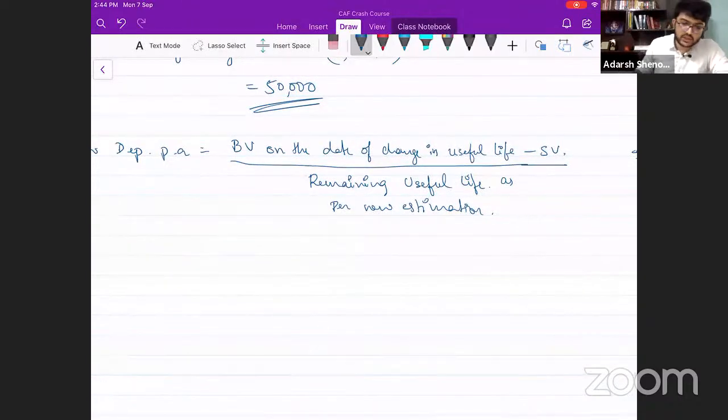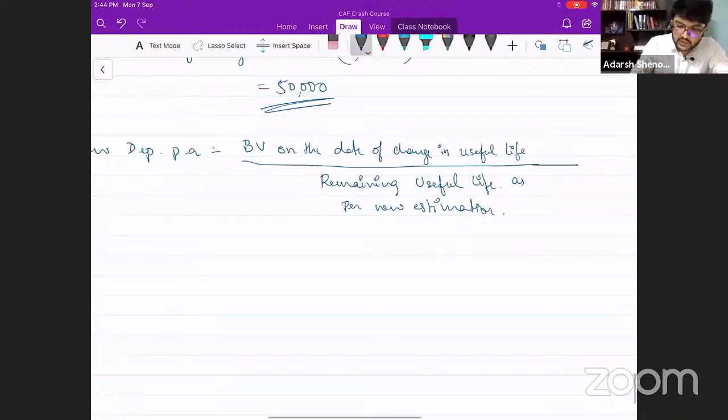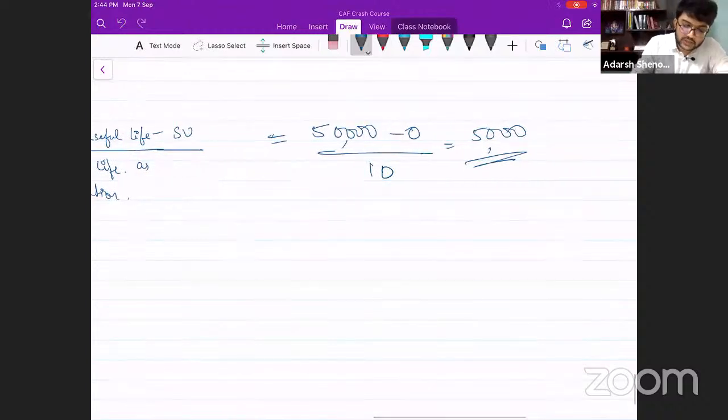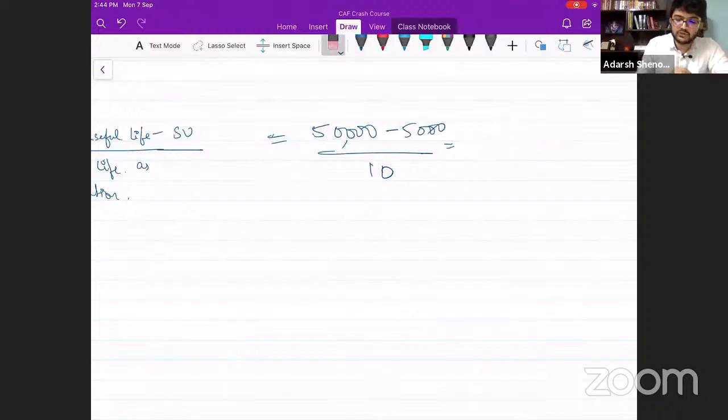Now let us say you realize that the scrap value is not 0. You're revising the scrap value also. You're saying after 10 more years, a total of 15 years, there will be a scrap value of 5,000. So what is your new depreciation amount in such cases? There is a scrap value of 5,000 rupees, I'm telling you. How much is the depreciation?